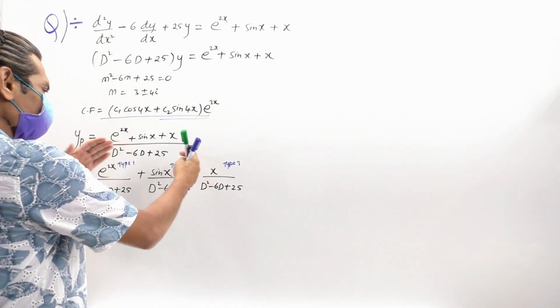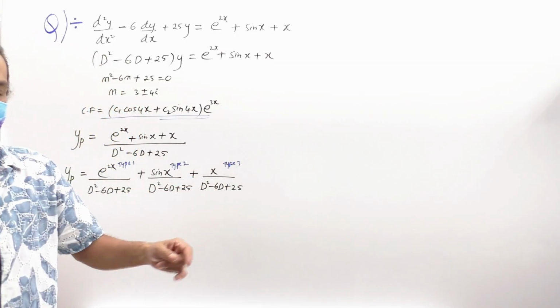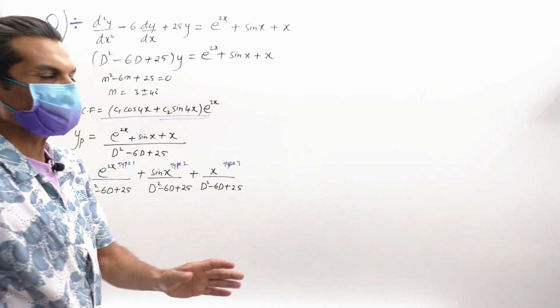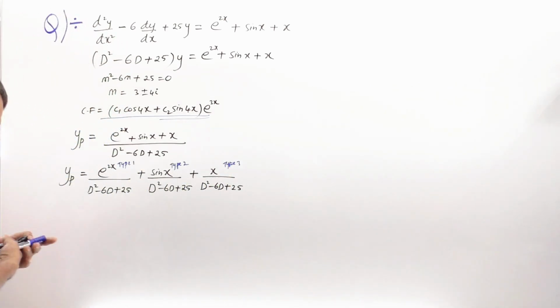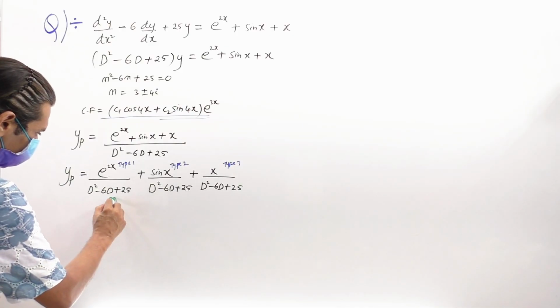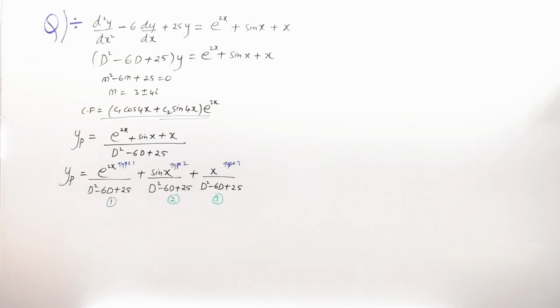So let's solve each. I can, if I want, solve everything here only, but I will take these as 1, 2, 3 and solve them separately and later add the particular integrals. That will be very easy for you also. Okay, now let's do it here. So I'll take this as 1, and this as 2, and this as 3.